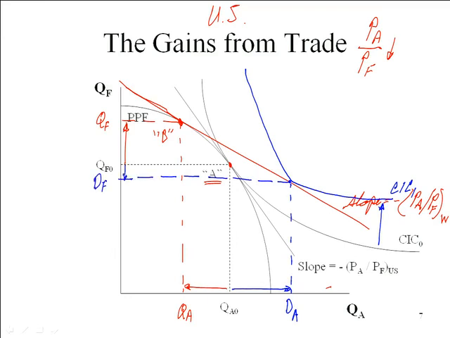So now we're producing more food than we're consuming domestically, so we've created an export sector for the economy in the good in which we have a comparative advantage. The U.S. has a comparative advantage, in this case food. And we're also consuming more autos than we're producing, so we also have created an import industry in the good in which we have a comparative disadvantage, in this case autos for the U.S.